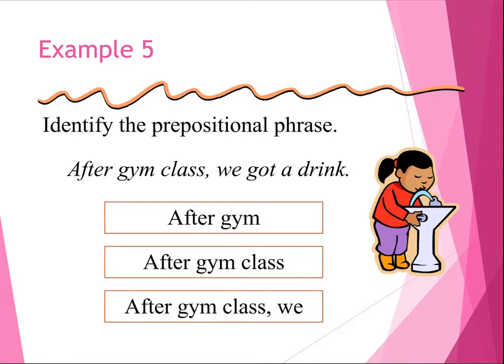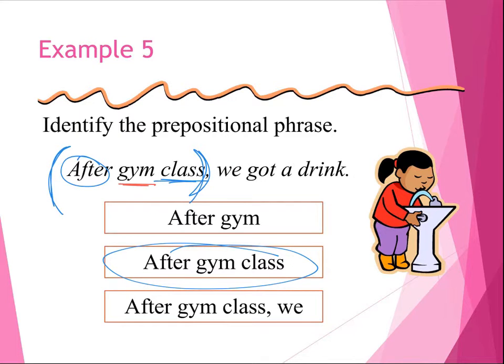Look at this one. After gym class, we got a drink. Which one of those words is showing location, direction, or timing? That's your preposition. Your preposition is after. So we know our prepositional phrase is starting with the word after. What is the first noun or pronoun we get to? Be careful. Gym could be a noun, but we're talking about gym class. Class is the noun, and gym is the adjective describing what type of class we're in. So our prepositional phrase is after gym class.